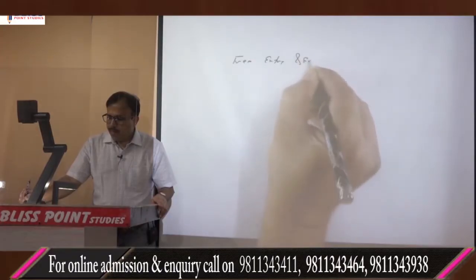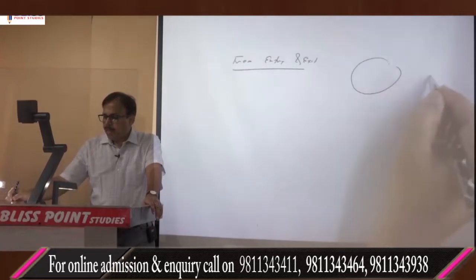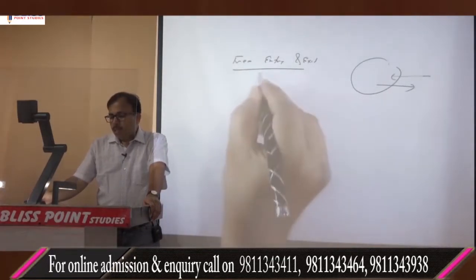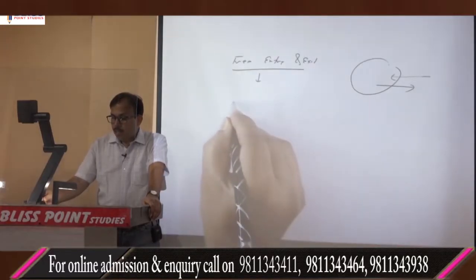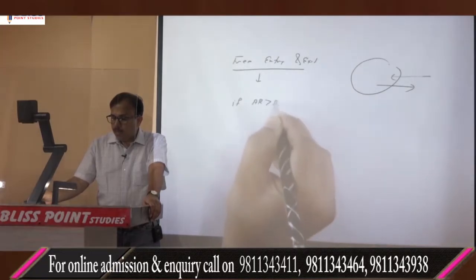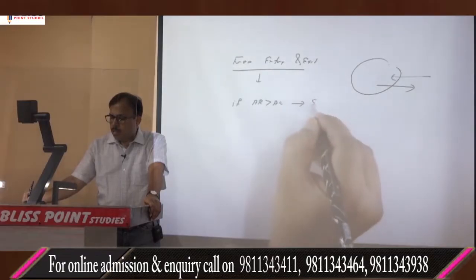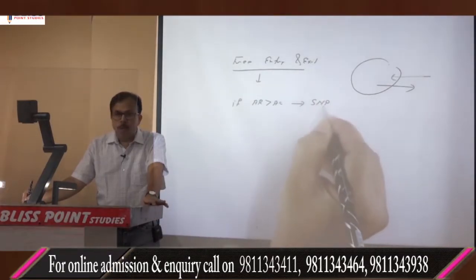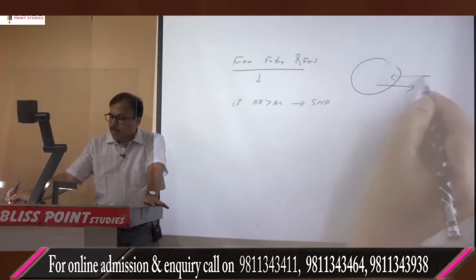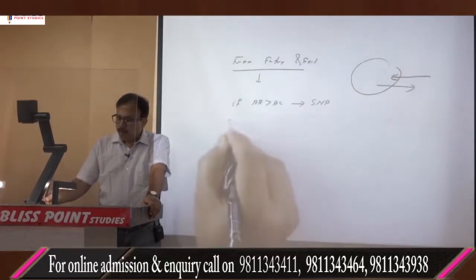Free entry and exit. That means in this market, new firms can enter or firms can leave. But the significance of this feature is that if average revenue is greater than average cost, suppose, तो अगर average revenue greater than average cost है, it means firms are making supernormal profit. So if the existing firm will make profit, it is expected that new firms will enter into the market. तो नए फर्म मार्केट में एंटर करेंगे.